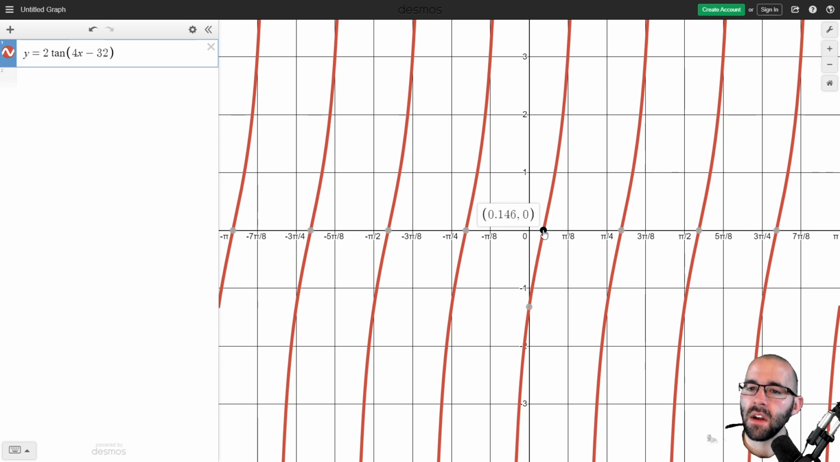Okay, so what that means is when we go a quarter of the period over from our starting point, we'll be at 2 instead of 1, which is exactly what we have right here. We said the period was pi over 4. Well, it's a little hard to see here because we have a weird phase shift, but pi, remember, is about 3.14. Divide that by 4, and you're going to get about 0.75.